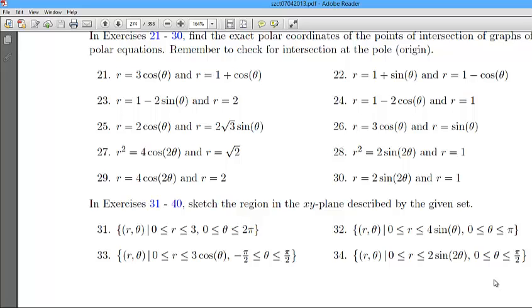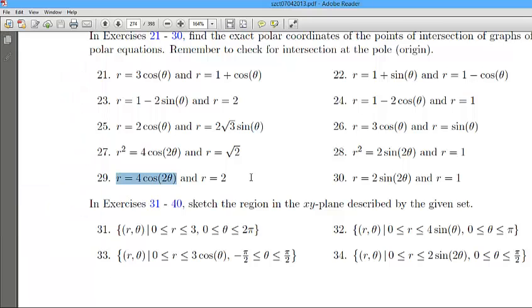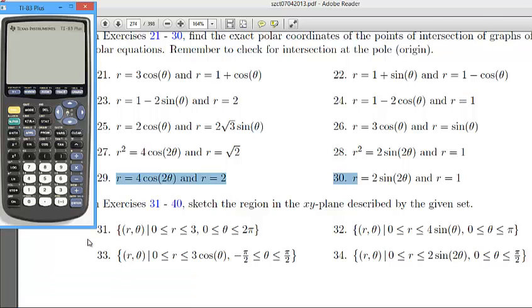Okay, guys. So problem 29 was requested, and this is from section 11.5. And so one of the first things I'm going to do is just take out the graphing calculator and try and figure out where these things intersect that way. So again, if I'm going to do 29 here, I want to plot in the polar mode.